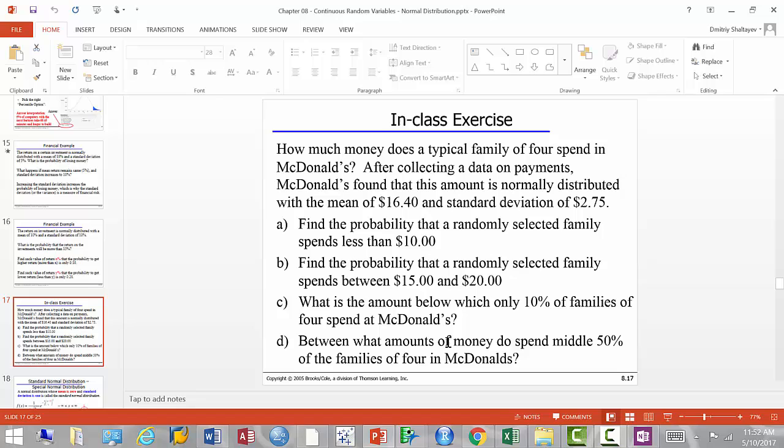Well, from the general standpoint, by the way, what do we expect? Less than $10. That is going to be a high number or a small number? What do you think? Small number, right? Why?